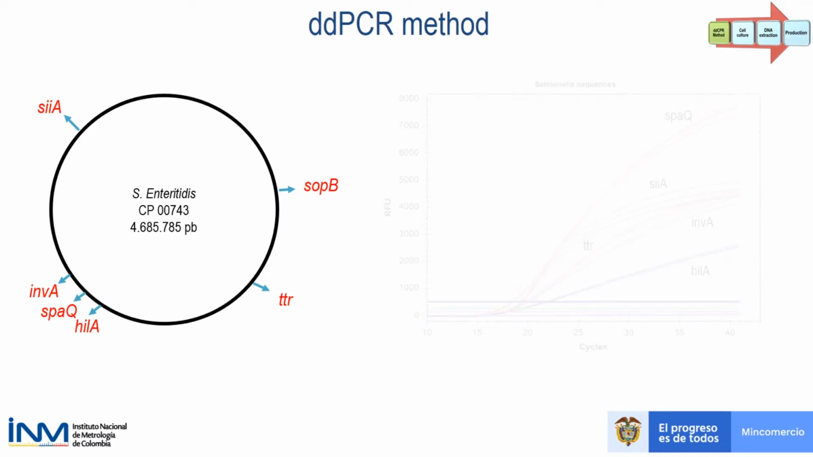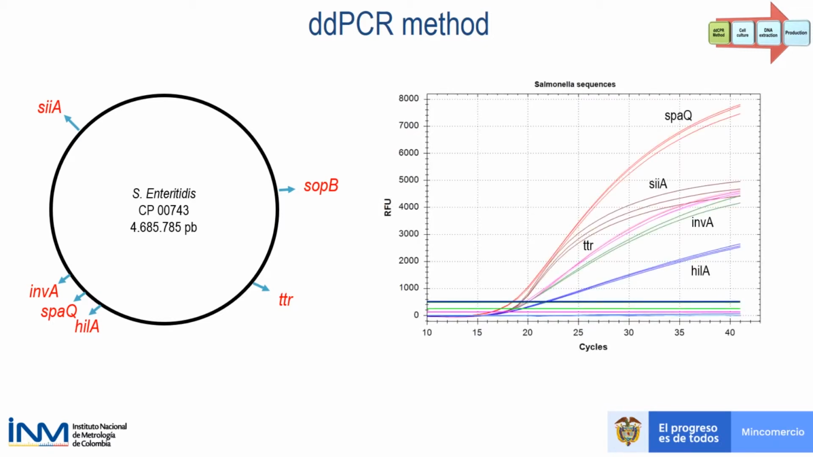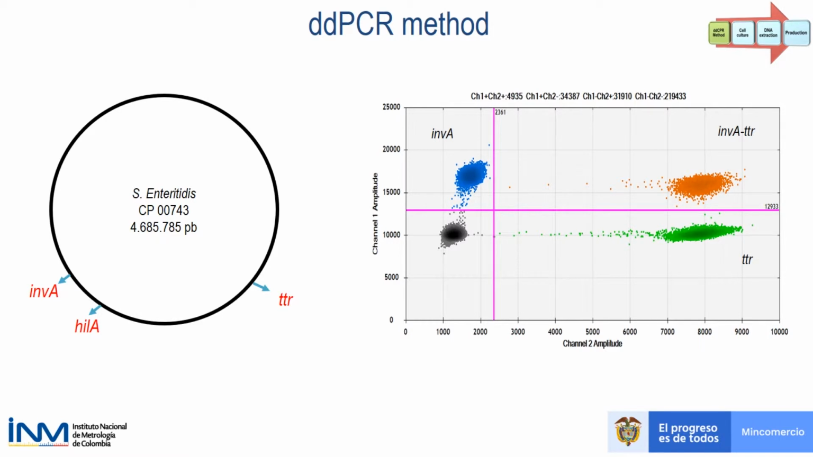purpose. Figure 1. Salmonella enteritidis genome scheme. The genes for the PCR method are shown. They were selected and designed based on a literature review and BLAST analysis. Based on the response in digital PCR, the 3 genes INVA, HILA, and TTR were selected to validate a digital PCR method. INVA and TTR were evaluated in duplex, while HILA was evaluated in simplex form.